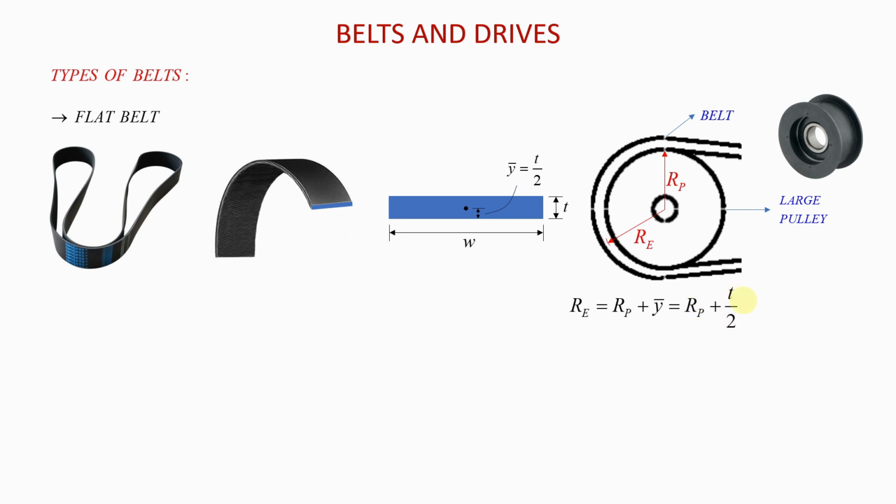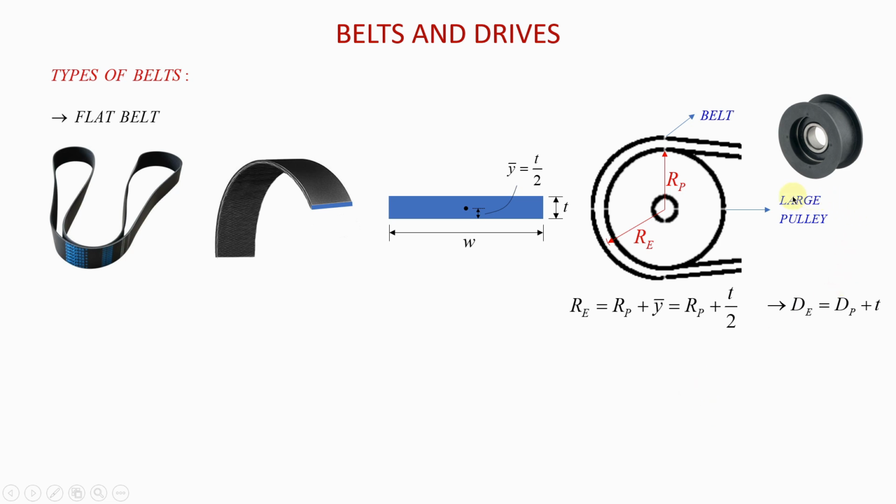If you multiply half the thickness by 2, what you will get is the actual thickness. So therefore, the effective diameter is just equal to the diameter of the pulley plus the thickness of the belt. Now, this is the case when you are dealing with a flat belt, because y bar is equal to T over 2. So if you multiply that by 2, it gives you T. And why do we multiply everything by 2? Because the effective diameter is equal to twice the effective radius.